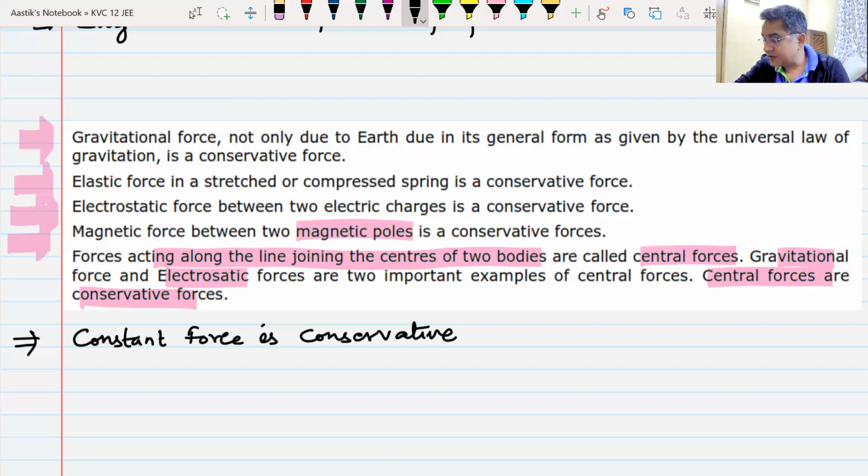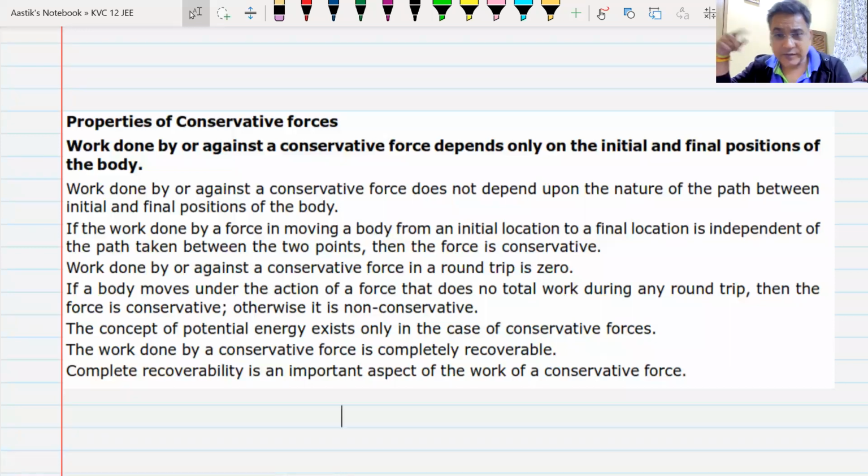These are the properties of the conservative force in general. Again, I have told you all of these properties, but the same properties are written in different ways. So if a question comes, you must be able to understand that these are conservative force. The first point is work done by or against does not depend on the path. It only depends on the initial and final positions.